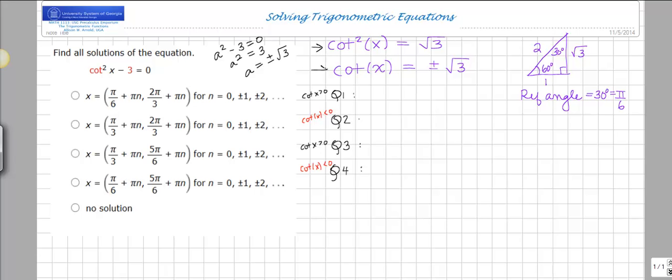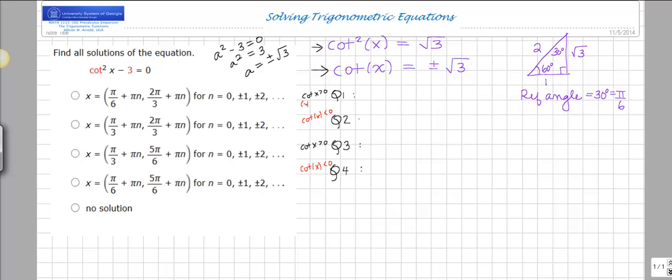Isolate cotangent squared, apply the square root property, and we see that we want to find where cotangent is either plus or minus root 3. Now, we can ultimately generalize the solution, but initially let's look at our four quadrants to see what we can tell about where cotangent is positive versus negative. Okay, and just a reminder of the scheme I've given you before.